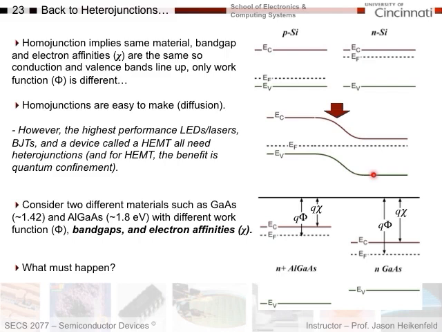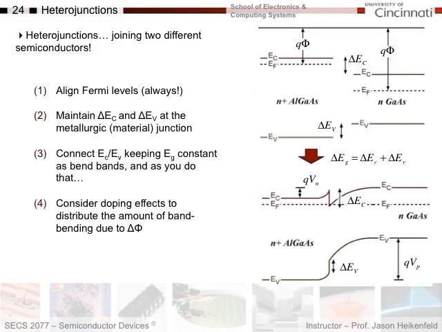And if you look at all the highest performance devices, LEDs, lasers, BJTs, and even this device called a HEMT, they all use heterojunctions. And so for this device, the heterojunction is going to be based on aluminum gallium arsenide and gallium arsenide. And these materials have different electron affinities and different work functions. And so when I join these together, what's the first thing that you know must happen? Well, always you know that the Fermi level has to line up, so we'll line these up. Let's take a look at this on the next slide.